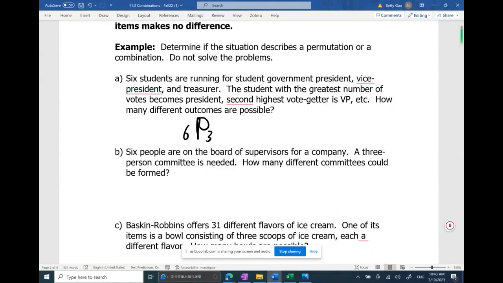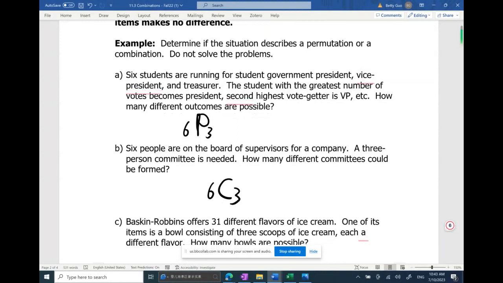Part B: 6 people are on the board of supervisors for a company. A 3-person committee is needed. How many different committees could be formed? In this task, we are doing a combination. Why? Because we are getting a subgroup of 3 from the 6 people. The order of the 3 people in the committee does not make a difference. You just care about getting 3 people all together as a subgroup. So part B is a combination problem.